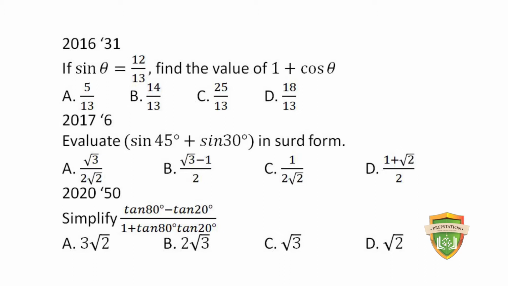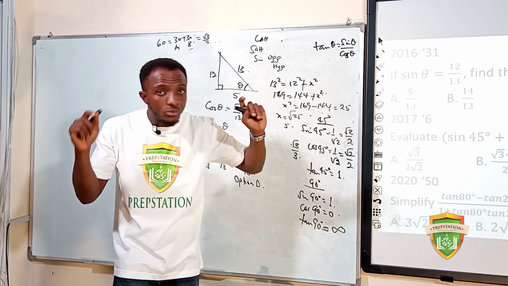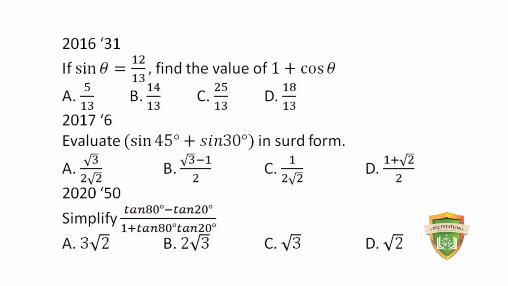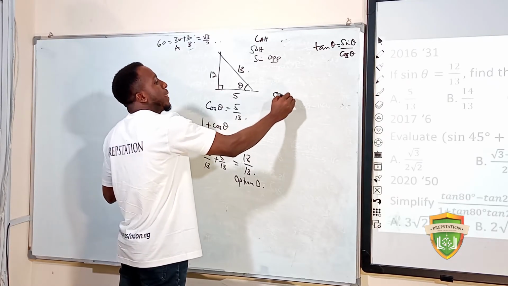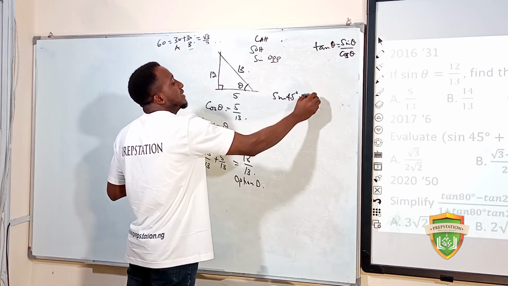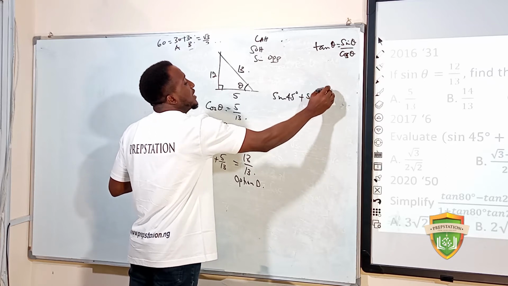2017 question six. It says evaluate sine 45. What does this tell you? This is just special angle. Go back to your special angles. Evaluate sine 45 plus sine 30 in short form. So you will have to go back to the special angles that you wrote down. So sine 45 degrees plus sine 30 degrees in short form.